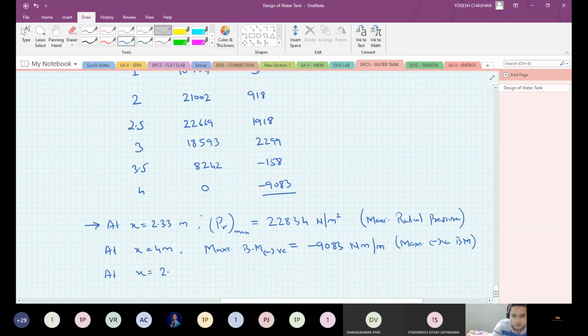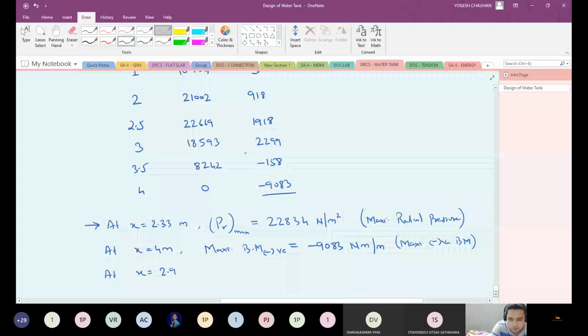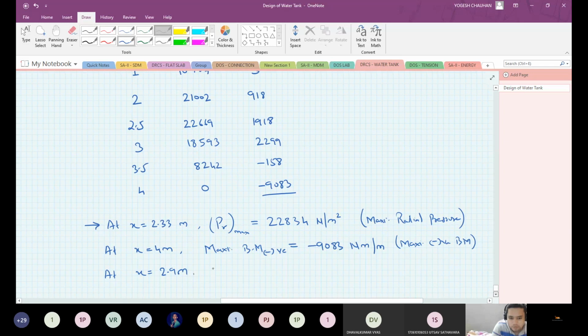Then at x equals to 2.9, see again the value of the positive maximum bending moment lies between 2.5 to 3. So at 2.9 it will be the maximum. So maximum positive bending moment is equal to 2360 Newton meter per meter. This is the maximum positive bending moment.